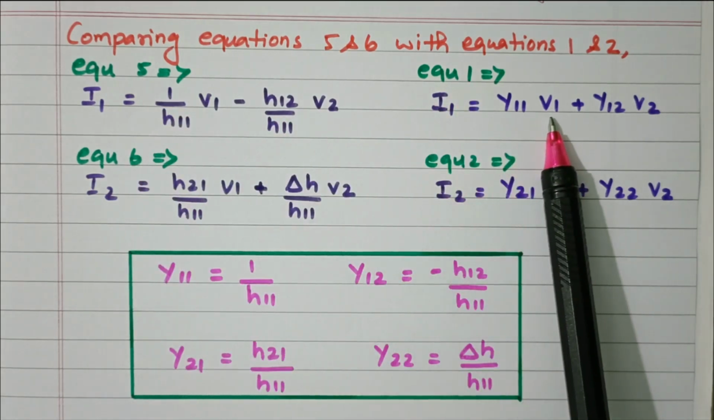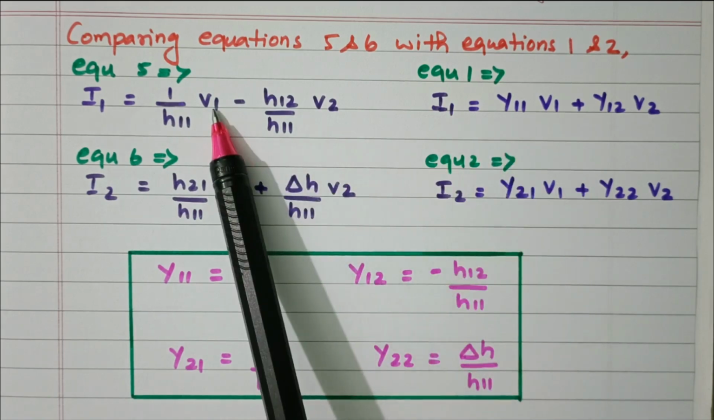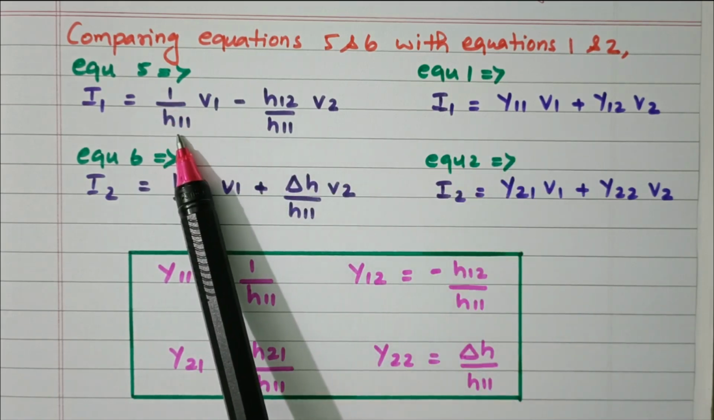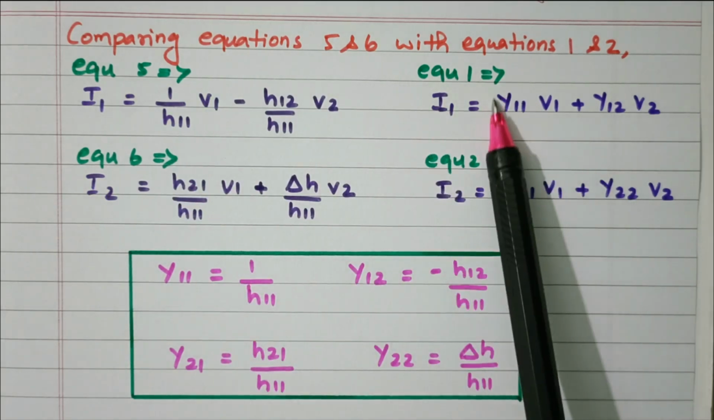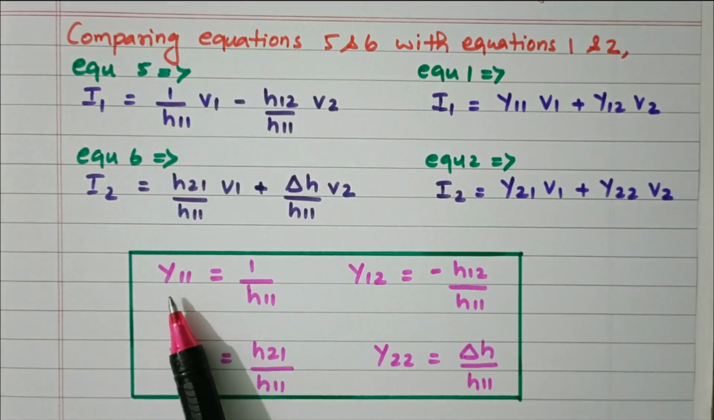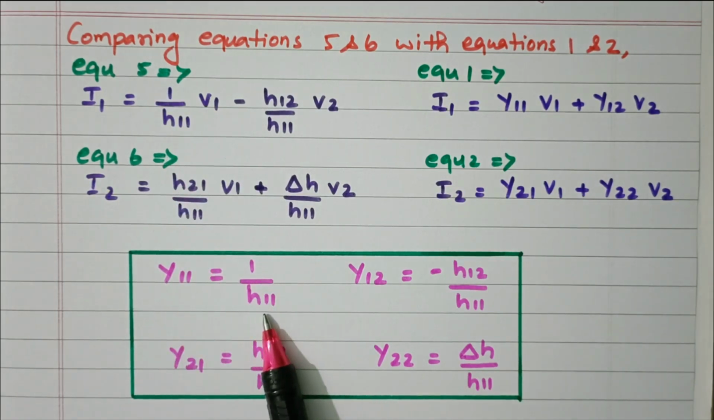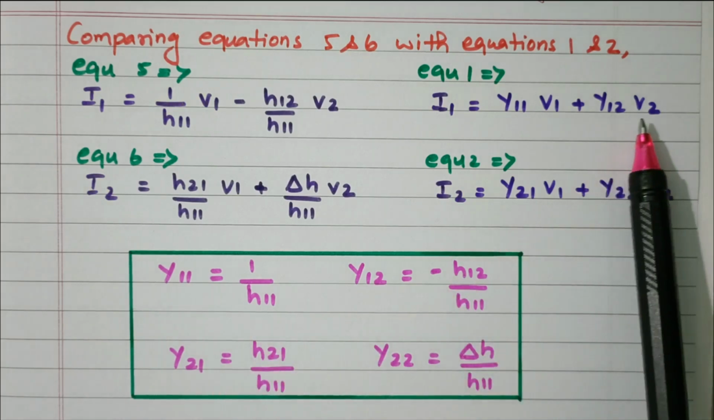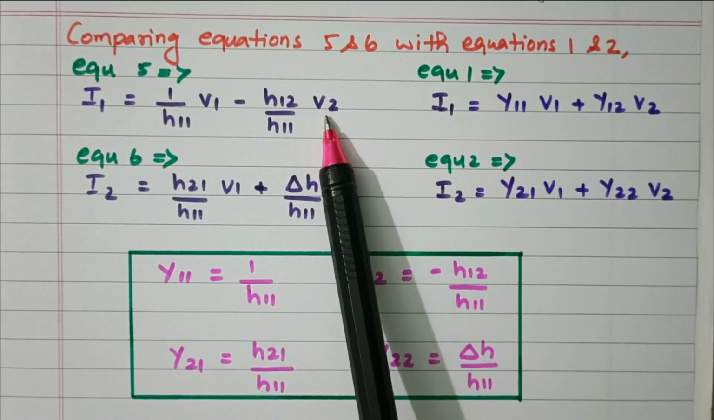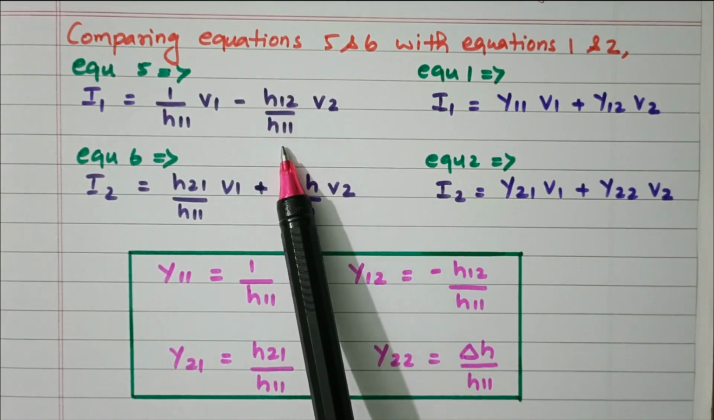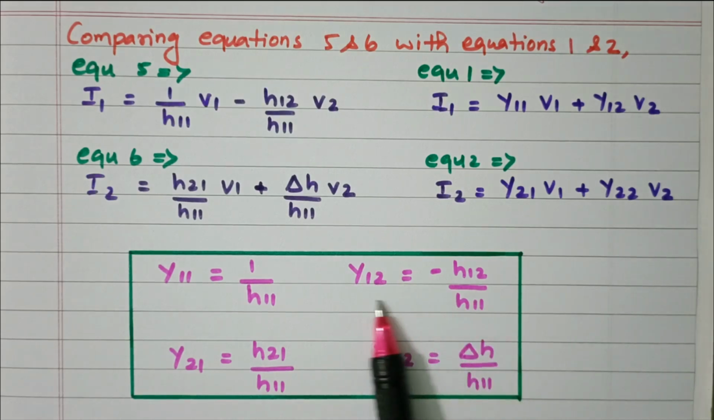The coefficient of V1 is Y11. Here the coefficient of V1 is 1 divided by H11. Since both are equal, the other terms being equal, the coefficients are automatically equal. So Y11 equals 1 divided by H11. Similarly, the coefficient of V2 is Y12, and here the coefficient of V2 is minus H12 divided by H11. So that is written here.